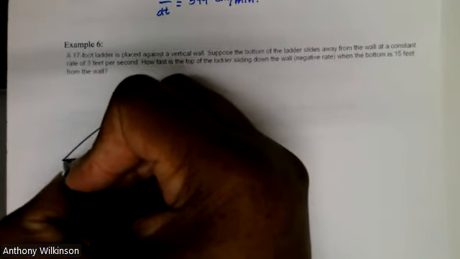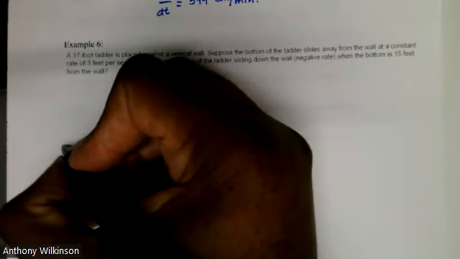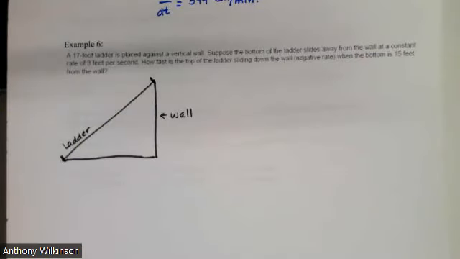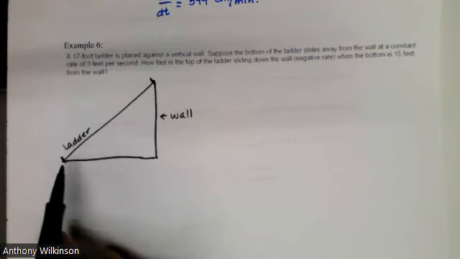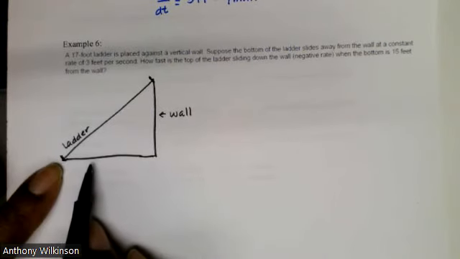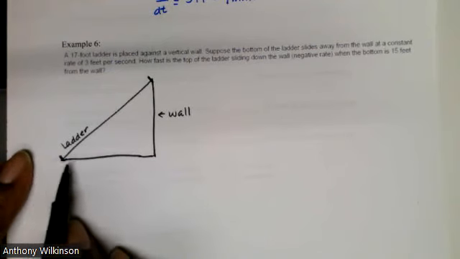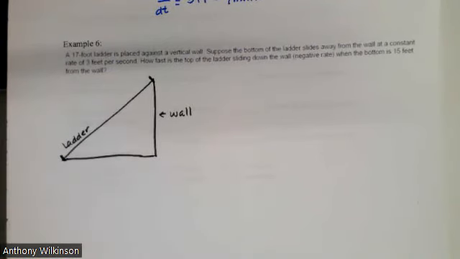So this right here, and keep in mind my drawing's not that great, represents a ladder, and it's placed against a vertical wall. And here the bottom, which is right here, is going to be sliding away from that wall at a constant rate of 3 feet per second.